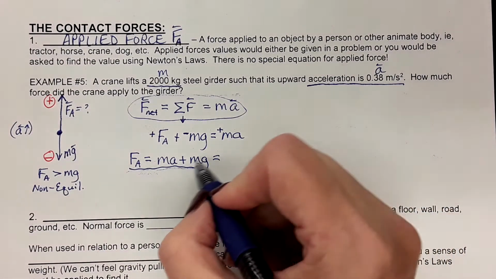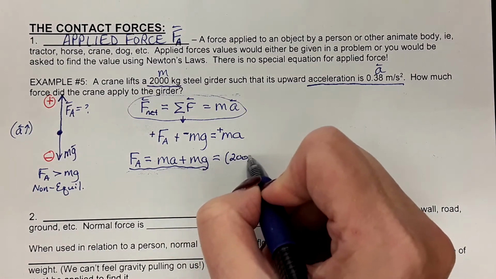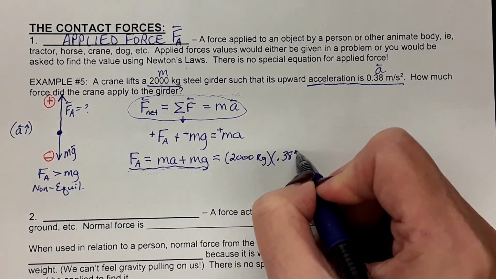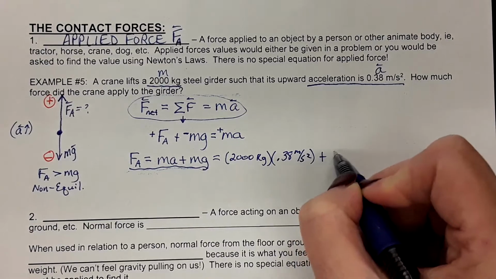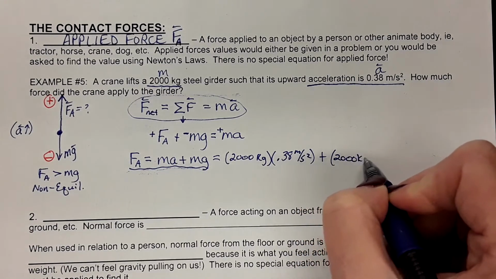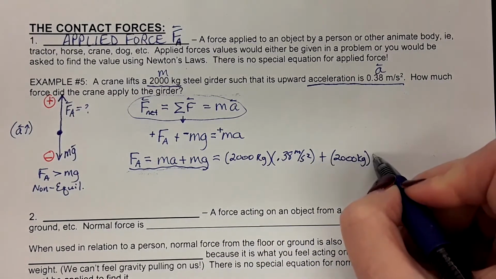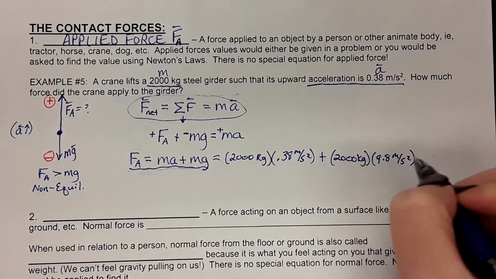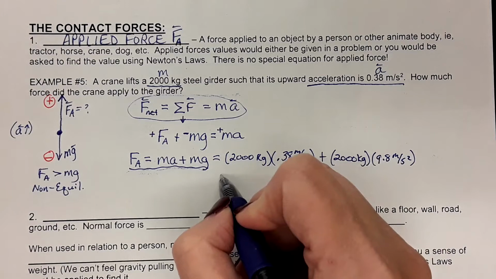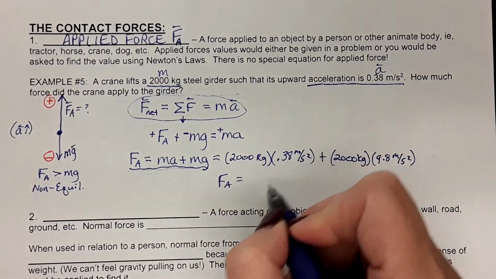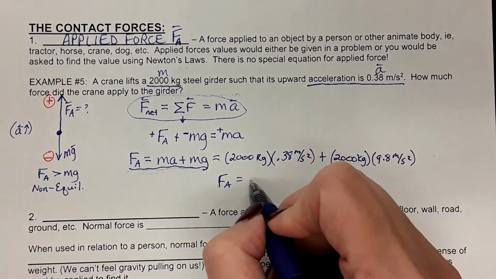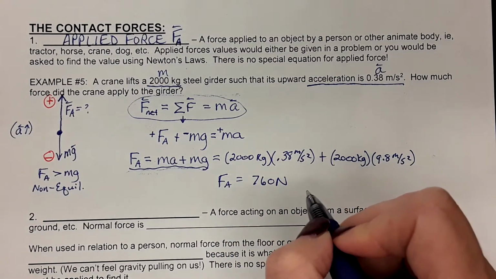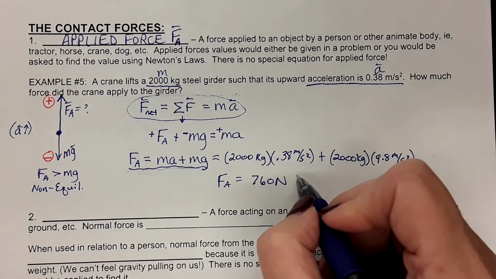All right, so let's plug and chug. We get 2,000 kilograms times 0.38 meters per second squared plus 2,000 kilograms. If you wanted to factor the mass out first, you could do that too. 9.8 meters per second squared. So now we end up with, I think this one is about 760 newtons. And if you multiply 2,000 by 9.8, you get almost 20,000.